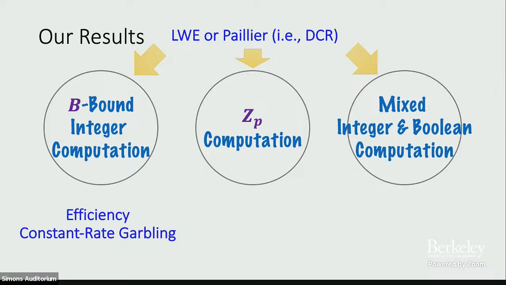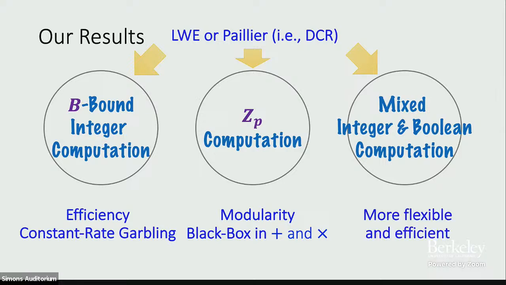All right, so other than diversifying the assumption, our bounded integer computation significantly improves the efficiency. This garbling actually has constant rate, which I am going to define very soon. Our Zp computation is black box in the addition and multiplication, satisfying the special property I asked for. And finally, the mixed integer computation provides a more flexible model, where I think a lot of natural applications fit, if you think about deep neural networks. And it is also more efficient.